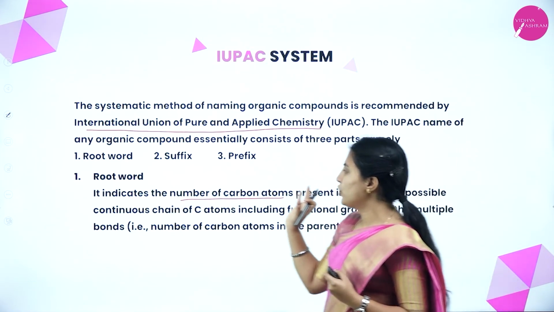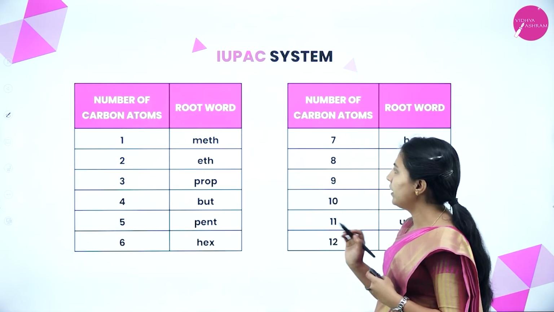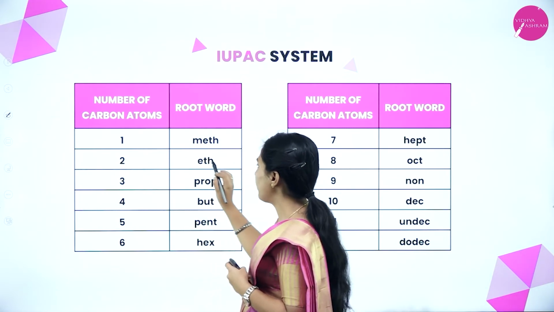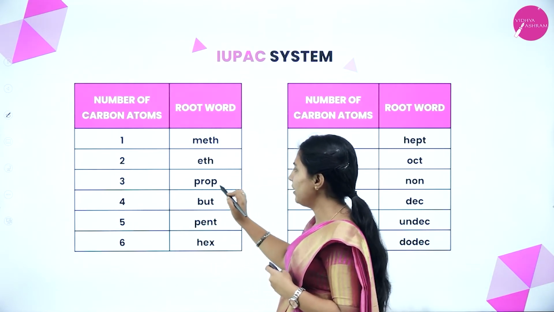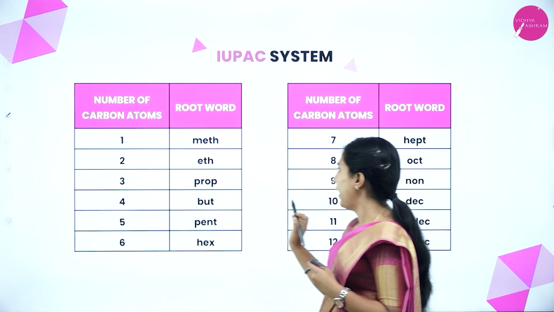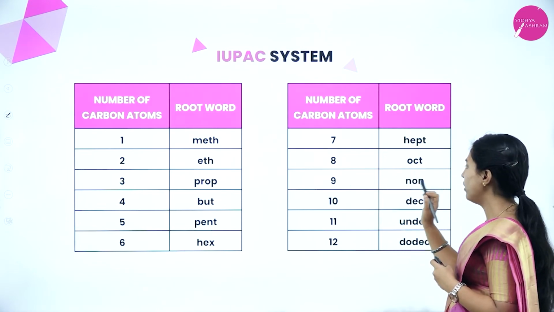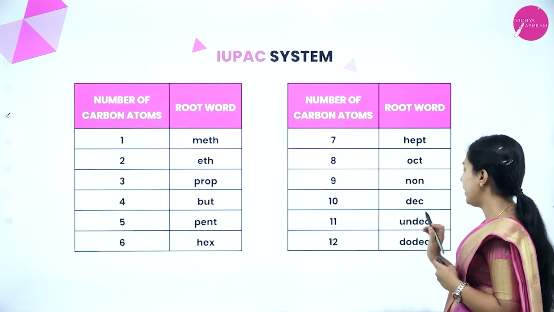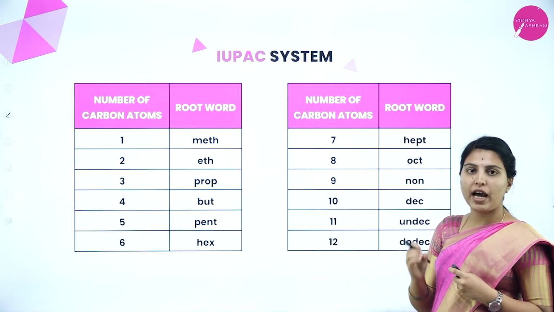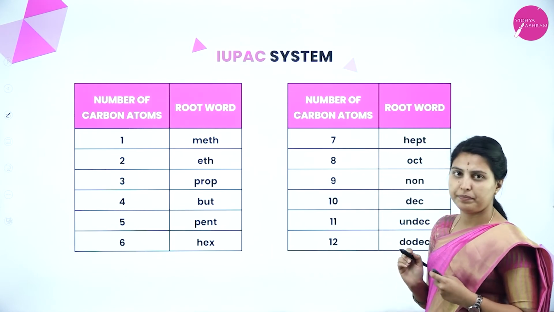It will be shown in the category of root word. See here, if it is 1 carbon, meth; 2 carbon, eth; 3 carbon, prop; 4, but; 5, pent; 6, hex; 7, hept; 8, oct; 9, non; 10, dec; 11, undec; 12 is dodec. For the number of carbon atoms, you have to use the root word, these terms.